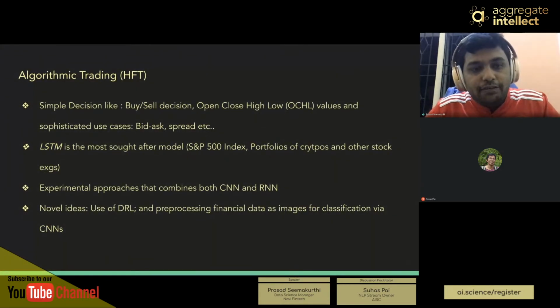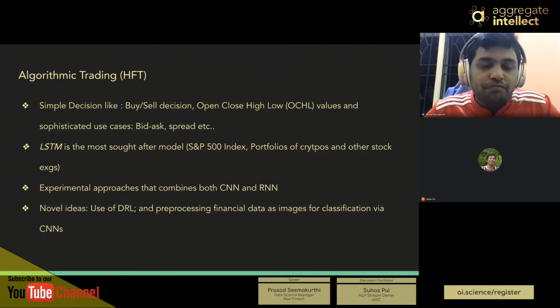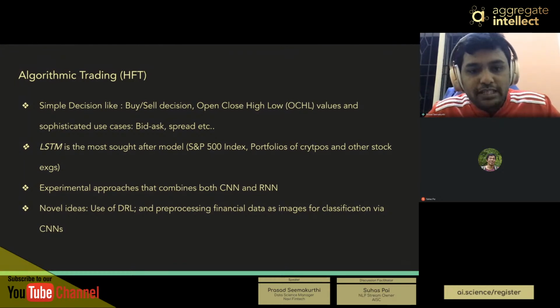So the next area for deep learning is algorithmic trading. There are a variety of use cases where people have applied deep learning in algorithmic trading, varying from simple use cases like what stock to buy, what stock to sell, prediction of the open, close, high, low values of a particular stock or an index, ranging to sophisticated use cases like bid price, ask price, spread, etc.